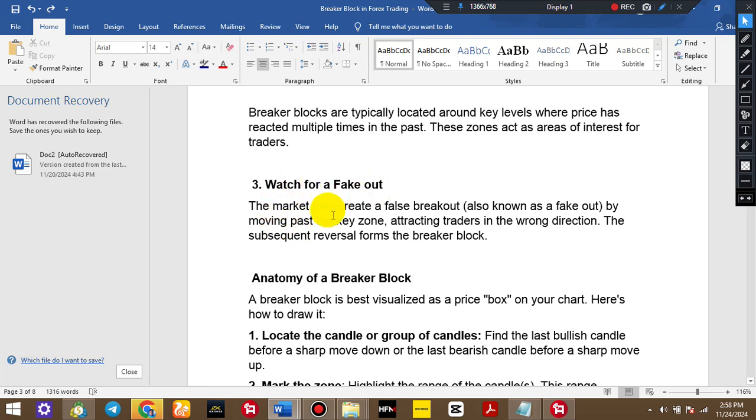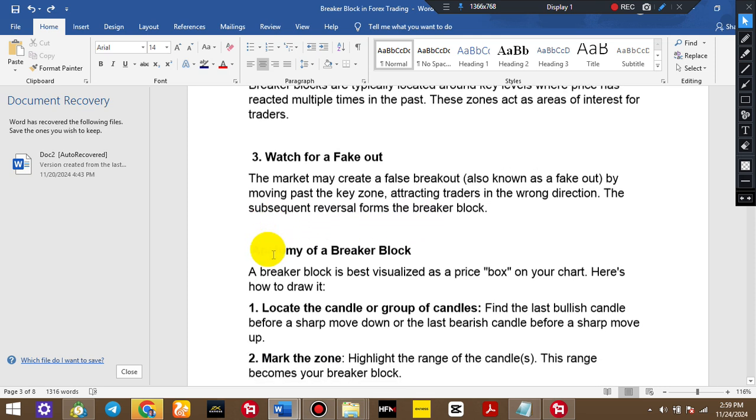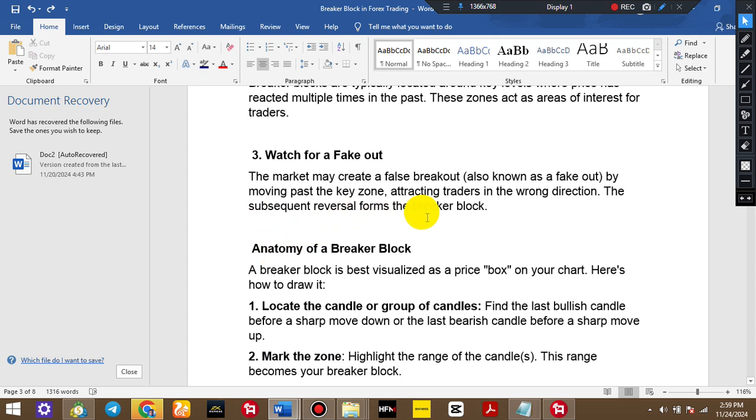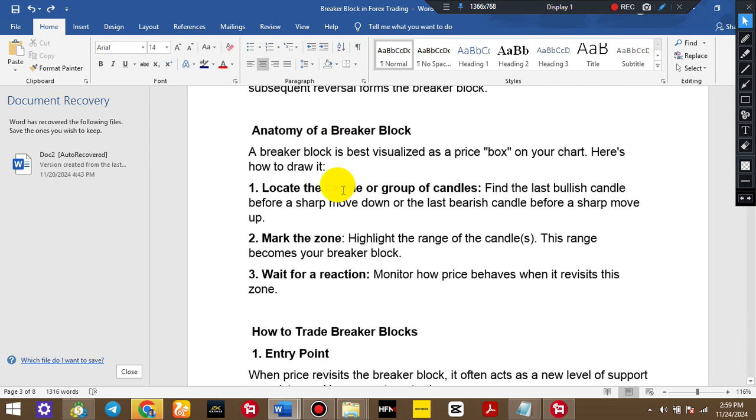The market may create a false breakout, also known as a fake out, by moving past the key zone. That means it will break out of that key zone, attracting traders in the wrong direction. The subsequent reversal from that breakout forms the breaker blocks. So this is how you can identify a breaker block.